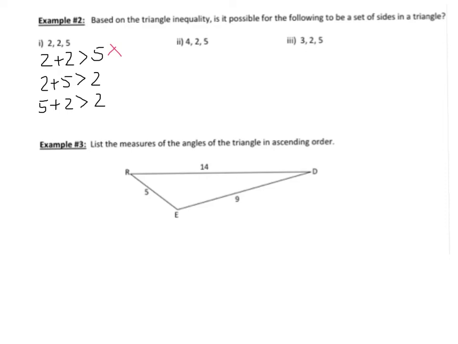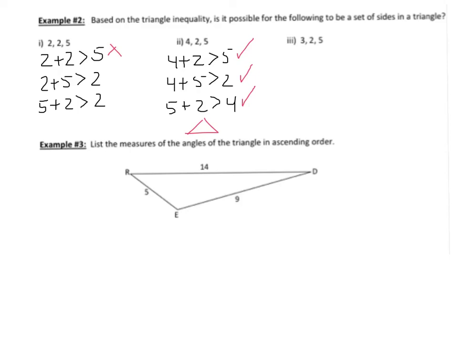For the second one, is 4 plus 2 greater than 5? Is 4 plus 5 greater than 2? Is 5 plus 2 greater than 4? So that's A plus B greater than C, A plus C greater than B, B plus C greater than A. And in this one, since again the two smaller ones are greater than the largest side, it falls in line that all three are, so this is a triangle.